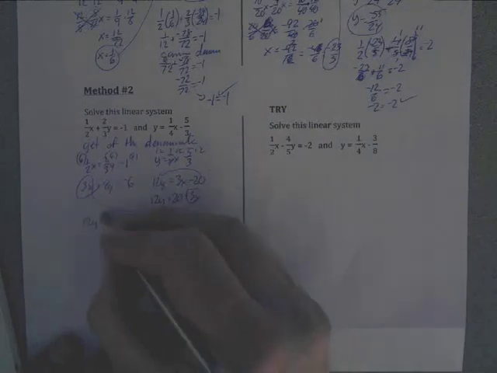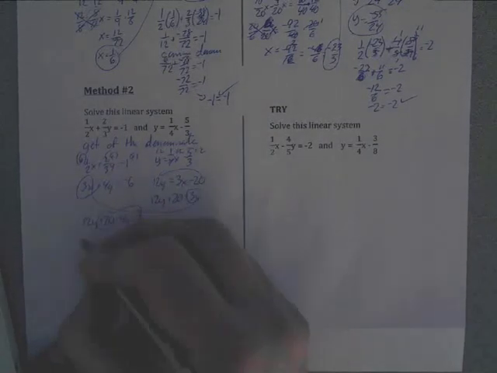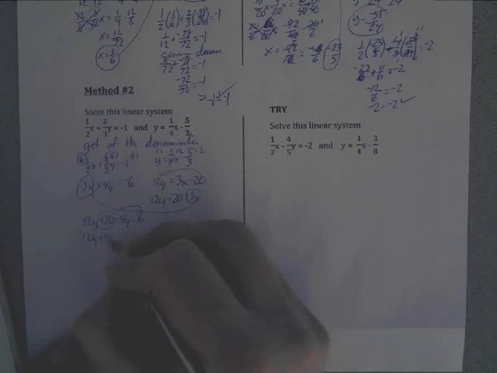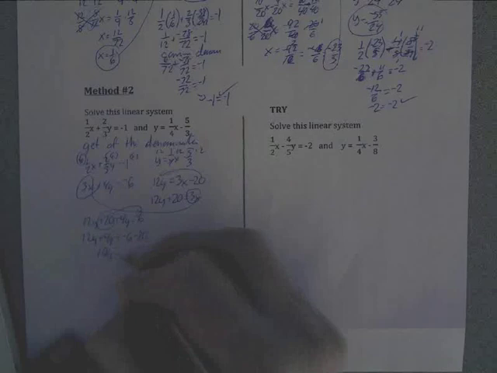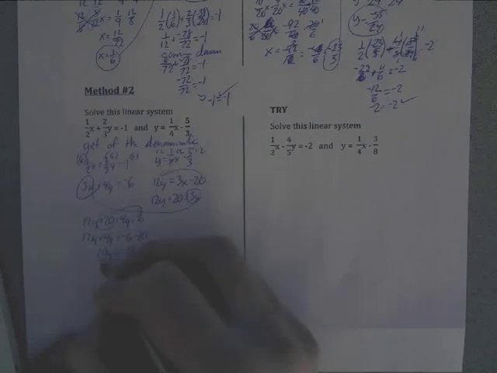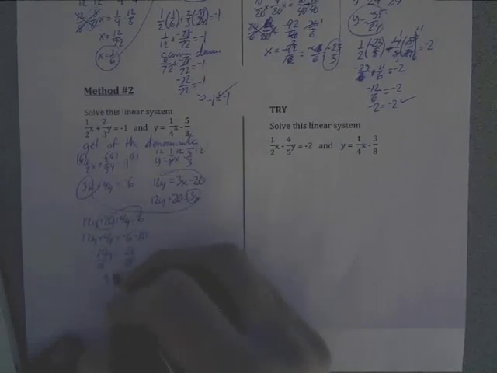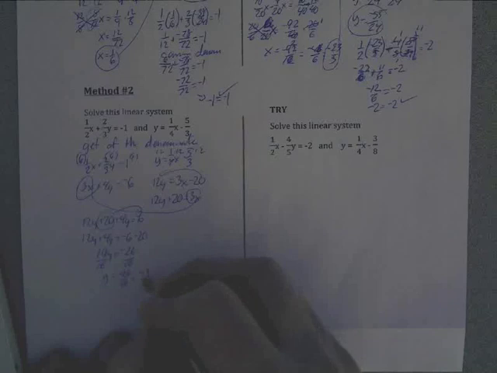Keep the y's on one side, bring the 20 over on the other side, so I get 12y plus 4y is equal to negative 6 minus 20. 16y is equal to negative 26. Divide by 16, divide by 16, y is equal to negative 26 over 16, which reduces down to negative 13 over 8.